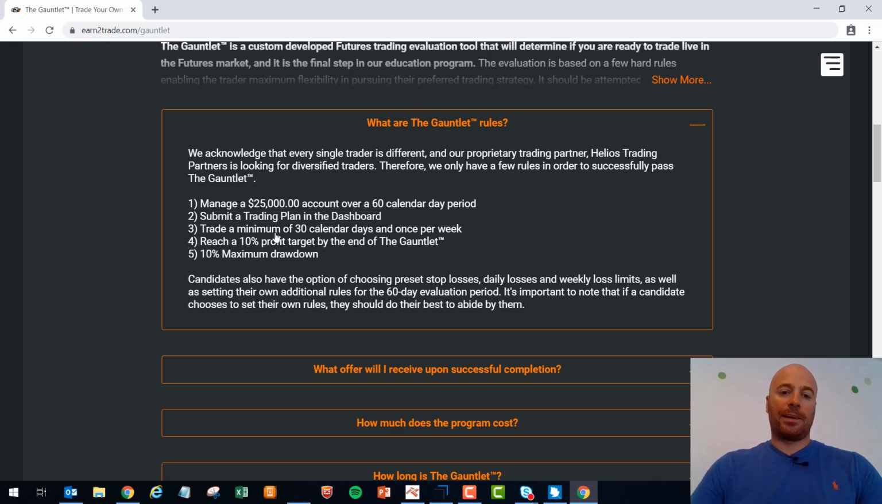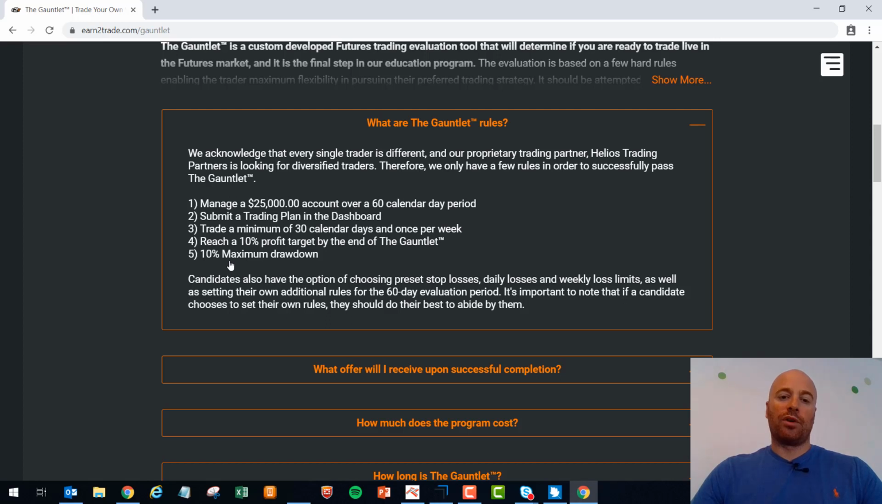So you have to submit a trading plan and a dashboard. The dashboard is the kind of back end of the Gauntlet. Trade a minimum of 30 calendar days and once per week. Although you have 60 calendar days, you have to trade a minimum of 30 of those days to qualify out of the evaluation. Now remember, of course, over the 60 calendar days, you're going to have multiple weekends in there. So to get your 30 calendar days, you're going to have to be trading fairly actively throughout the evaluation.